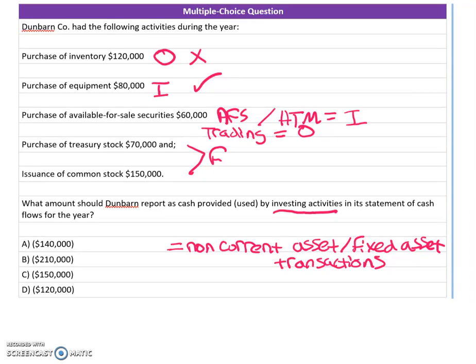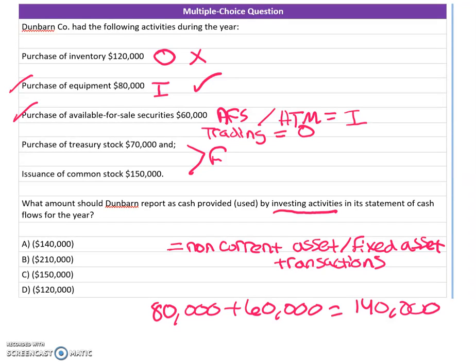So now we can take our information and determine what amount is going to be classified as investing. So it's going to be the purchase of equipment and the purchase of available for sale, $80,000 plus $60,000. Simple enough. $140,000. It's going to be our cash provided by investing activities. A is correct.